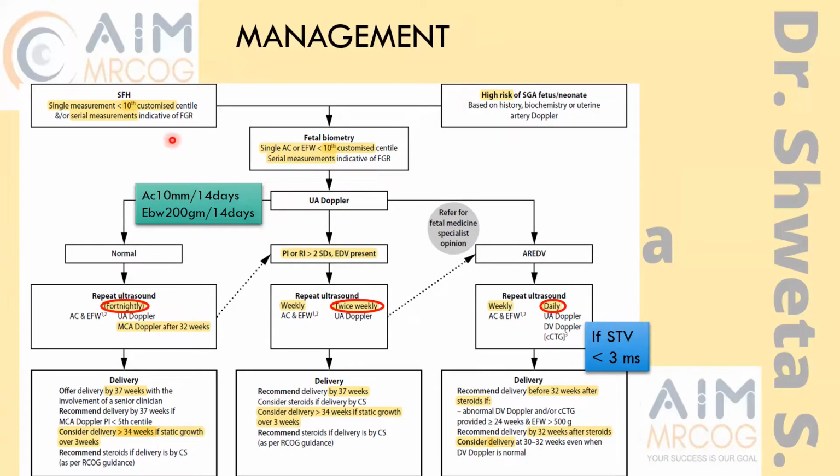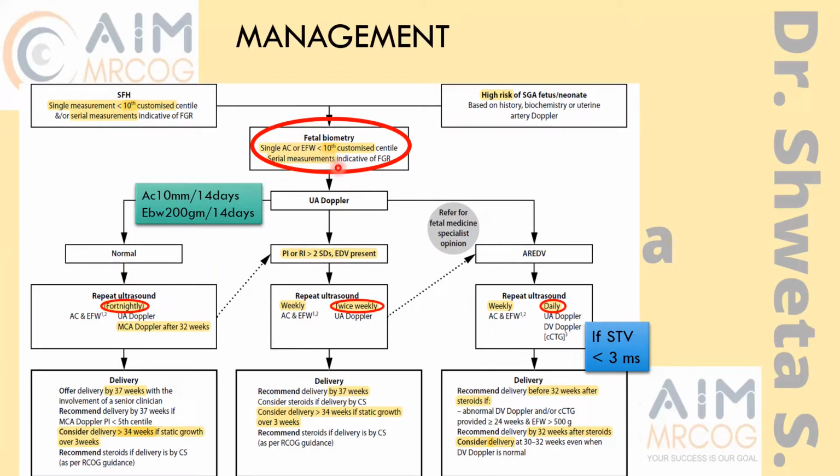So you have to understand that whenever the symphysis-fundal height is less than 10 centile, single or serial measurement, indicative of IUGR, in that case, the next step will be fetal biometry. Believe me, I cannot emphasize it enough that fetal biometry step is very important. Sometimes we will miss fetal biometry and directly we'll go for Doppler. The first step is fetal biometry. And this is what they always ask, that if you get high risk for SGA, like according to history, according to biochemistry, which is PAPP-A less than 0.4, or uterine artery Doppler is abnormal, then first step will always be biometry.